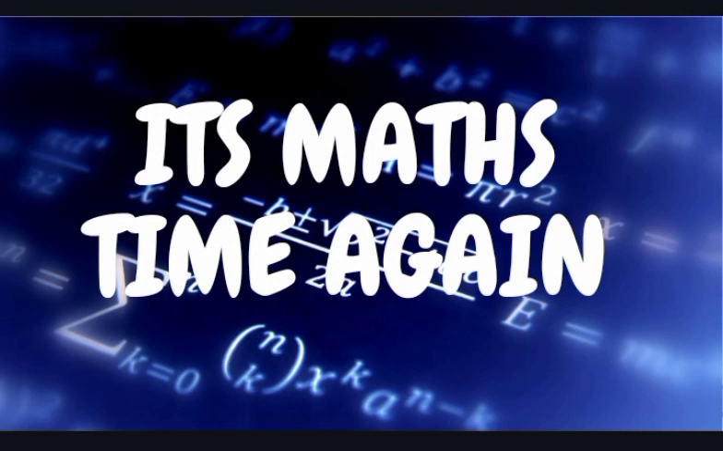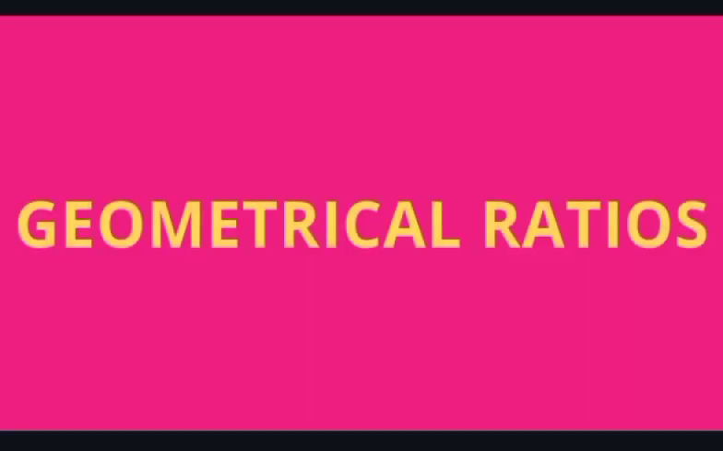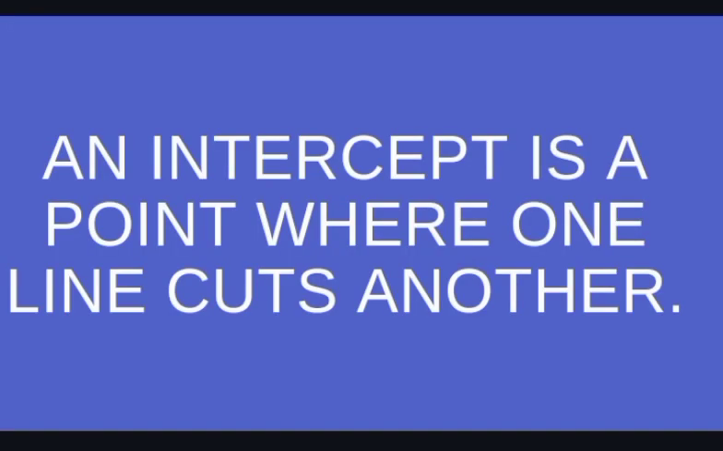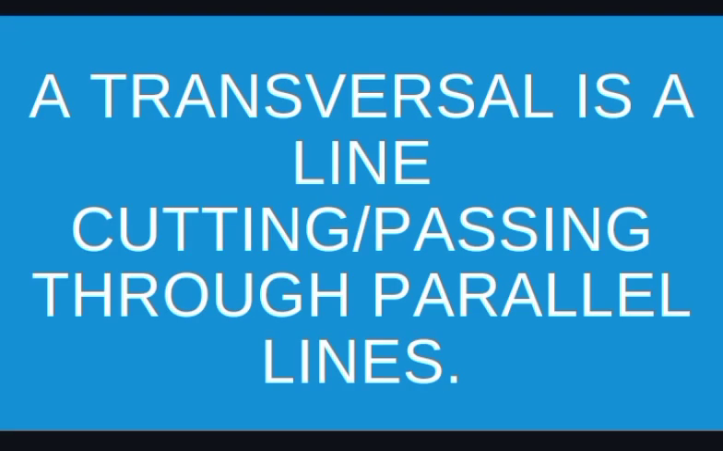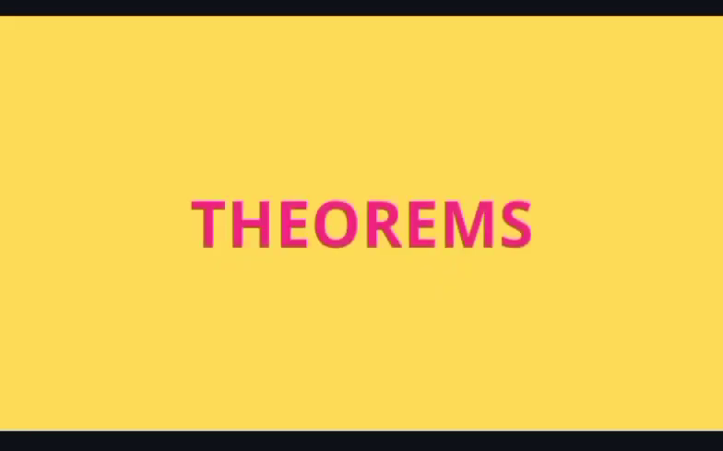So in this module, we will be looking at geometrical ratios. Now basically in geometrical ratios, there are certain theorems that we will be considering. But before that, let us talk about what an intercept is. An intercept is a point where one line cuts another. A transversal is a line cutting or passing through parallel lines. And these two concepts are important for the first theorem that we'll be talking about.